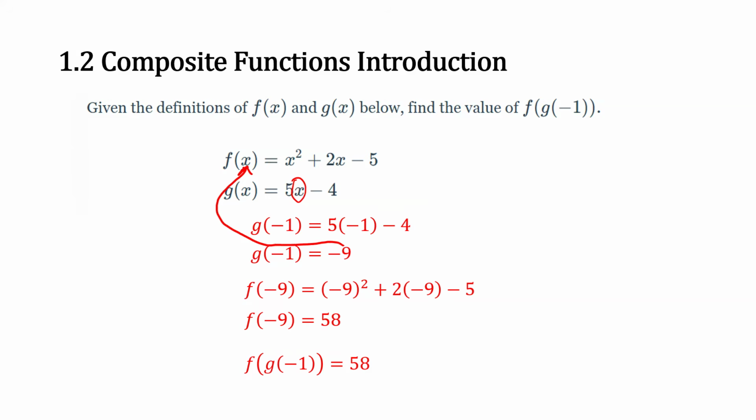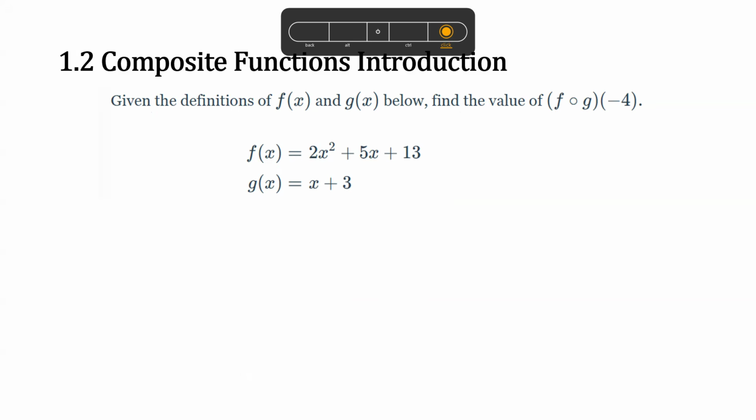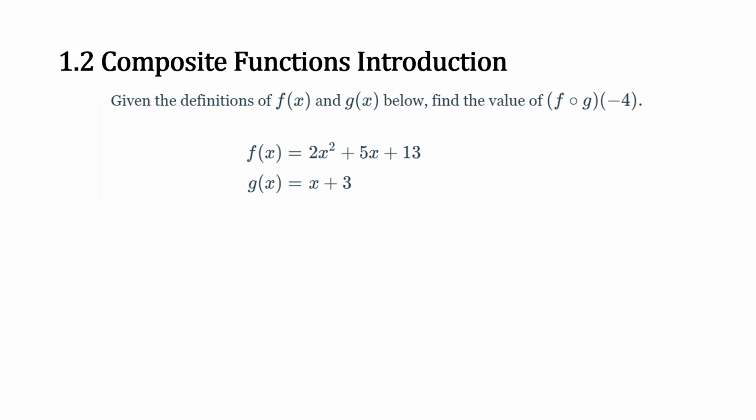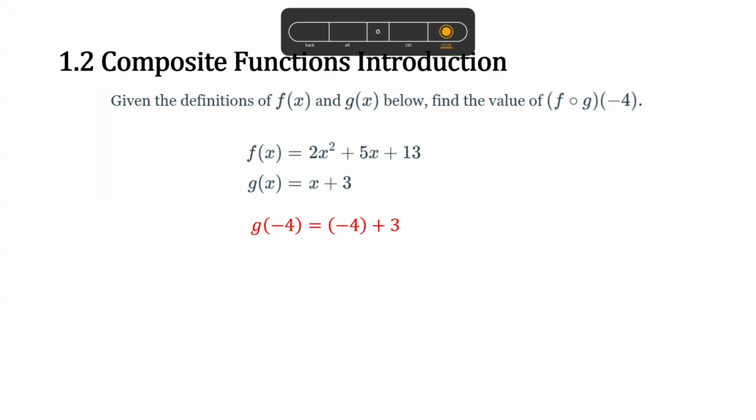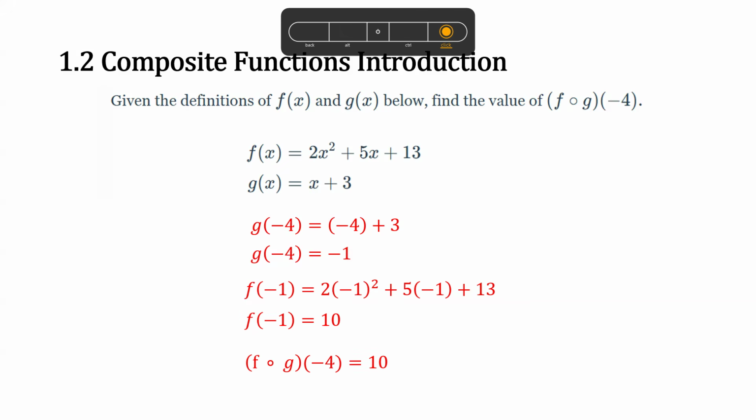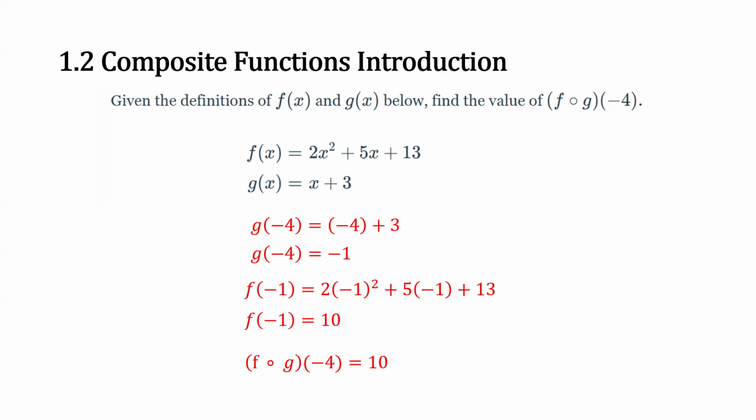All right. So now we're going to find f of g of negative 4. I'm going to let you work this one out, pause it here, and then come back and check your answers. Okay, so start by doing g of negative 4, which is negative 1. We plug negative 1 into f. We get 10. So f of g of negative 4 is 10.